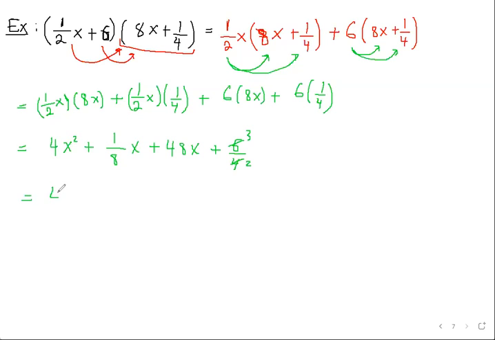Now again, what's the answer? 4x squared plus 1 over 8, sorry, 1 over 8x, plus 48x plus 3 over 2. That's it.